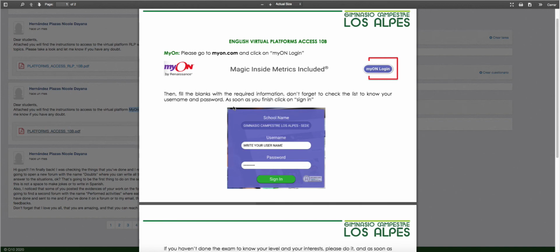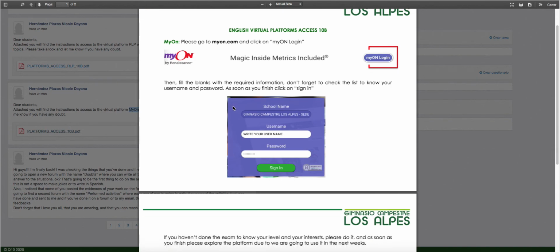You have to go to myown.com. You got it? Let me know if you are there. Myown.com. Yeah. Are you there, baby? Yes. And then you have to click on my own login. Got it? Yes. Great. So there you have a box that says school name, username, and password, right?